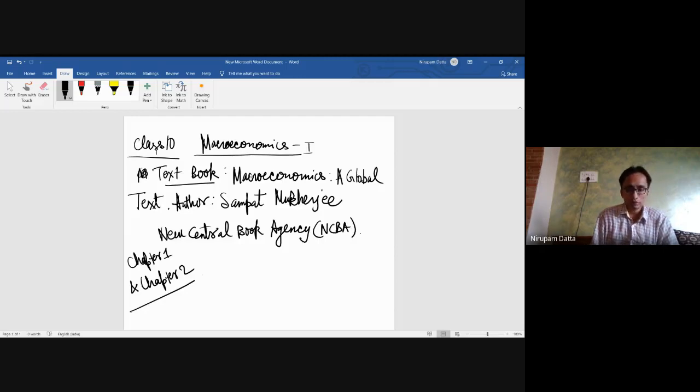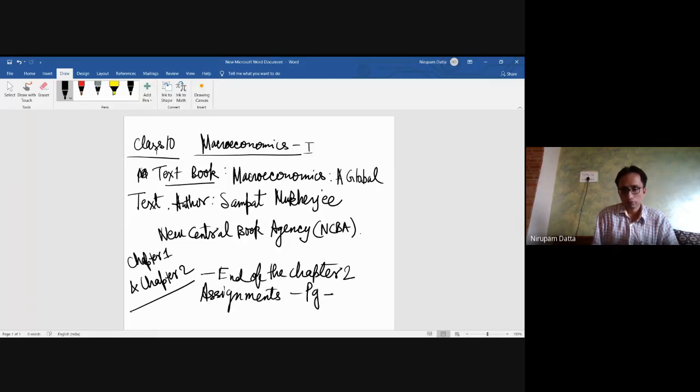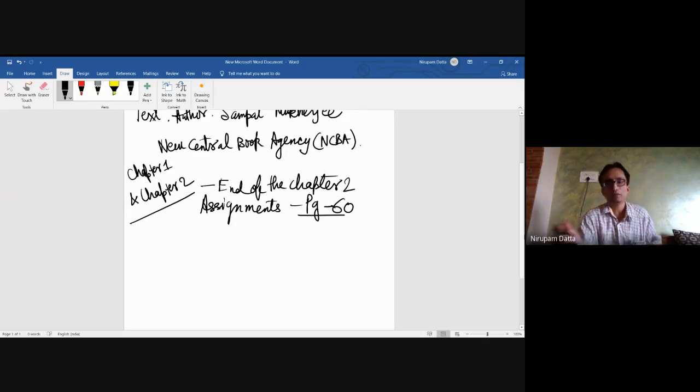Now the end of the chapter questions from chapter 2. Open the scanned PDF that I have sent. End of chapter 2 assignments. This is page 60 of the book, so open the scanned chapter 2 that I have shared.